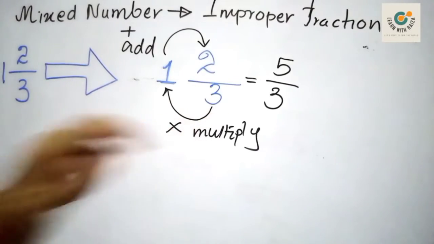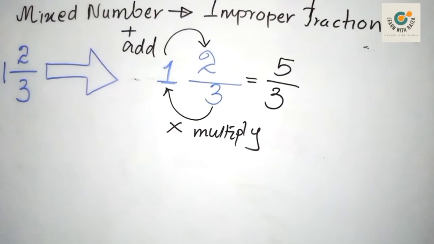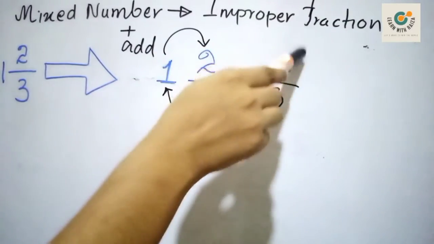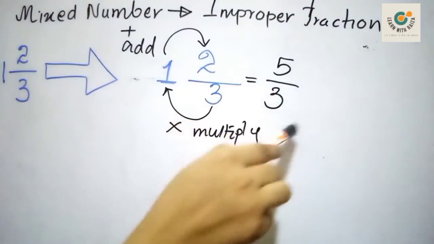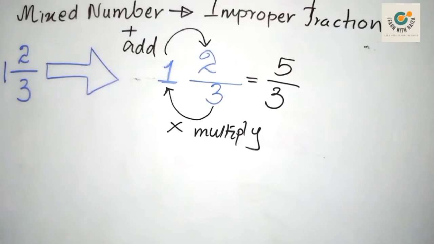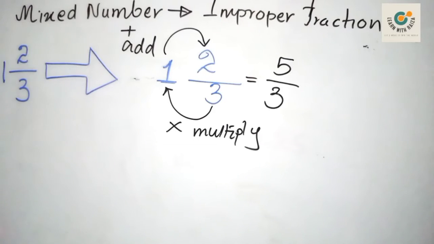So the answer will be 5 over 3. You can notice that 5 over 3 is an improper fraction. Numerator is greater than the denominator. So this is the way of converting a given mixed fraction to an improper fraction.